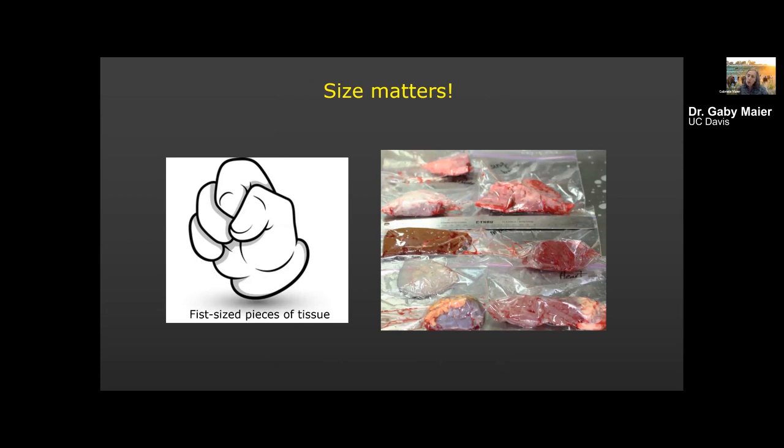So again, what you want to submit is kind of a fist-sized piece of every organ. And this would be an example of a good submission. Everything is nice and clean. It looks fresh. It has the right size. So you don't want to submit tiny little pieces that may not be good enough to run multiple tests. Sometimes these tissues are used for multiple tests, and that's why it's good to submit a good chunk.